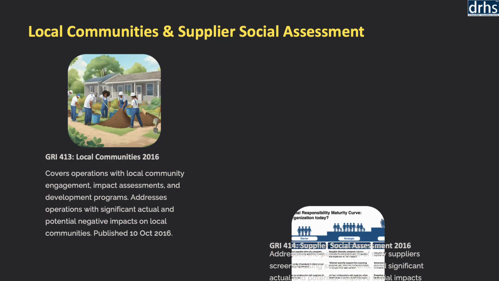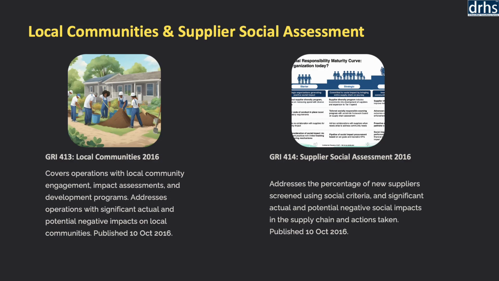Complementing this, GRI 414, Supplier Social Assessment, 2016, focuses on the evaluation of suppliers against defined social criteria, including labor practices, human rights, and ethical conduct. It mandates transparency regarding supplier screening processes and identified social risks, as well as the corrective actions undertaken to address them.